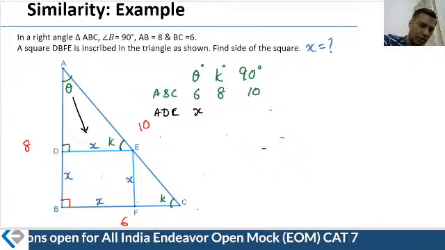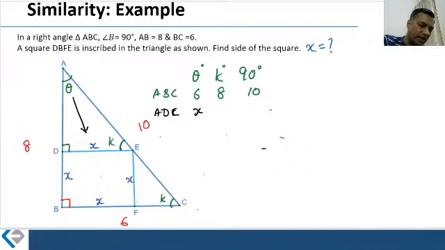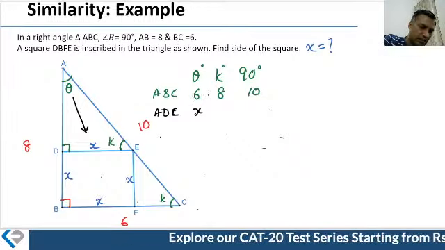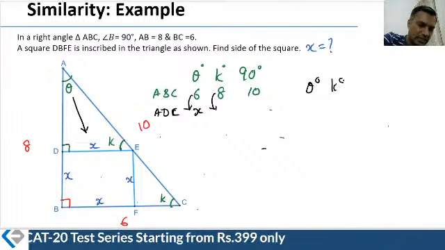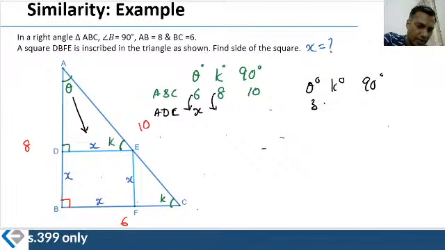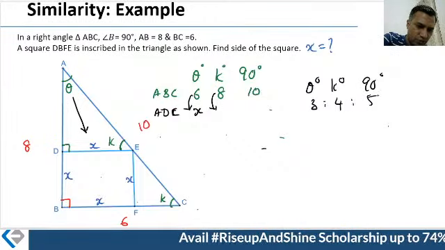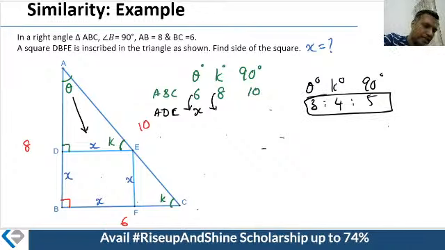Now look at this, friends. What I know is this by this. Now what is the ratio of the above triangle? 6 corresponds to x. Therefore, 8 corresponds to how much? 10 corresponds to how much? Why? I'm talking about the horizontal perspective. Theta degrees, k degrees, and 90 degrees are in the ratio 3:4:5. Therefore, if 3 corresponds to x, then 4 corresponds to 4x by 3. Then 5 corresponds to 5x by 3.